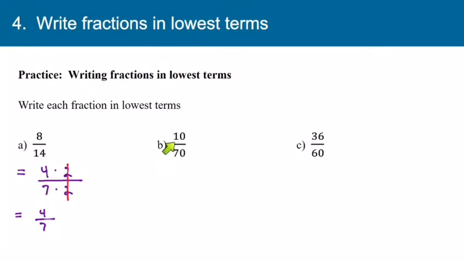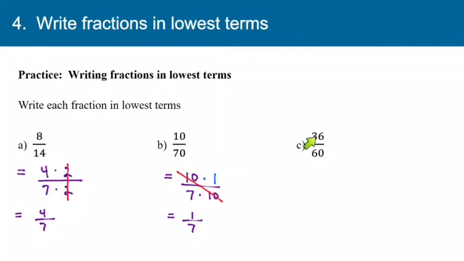So I don't see any use in breaking down the 10 into 2 times 5, because I know that if I break down the 70, I can have a 10 in the bottom. So I'm just going to say 10 over 7 times 10. And now I'm going to cross out the 10s, but I don't want to leave the top empty, so I'm going to remember that 10 can also be written as 10 times 1. And so now I see that 10/70 reduces to 1/7.